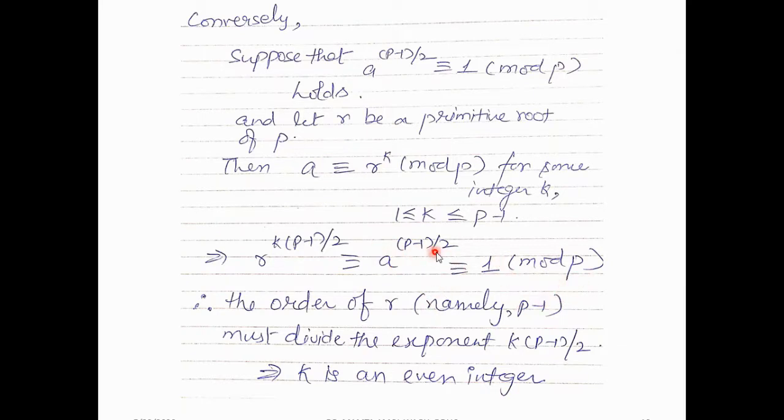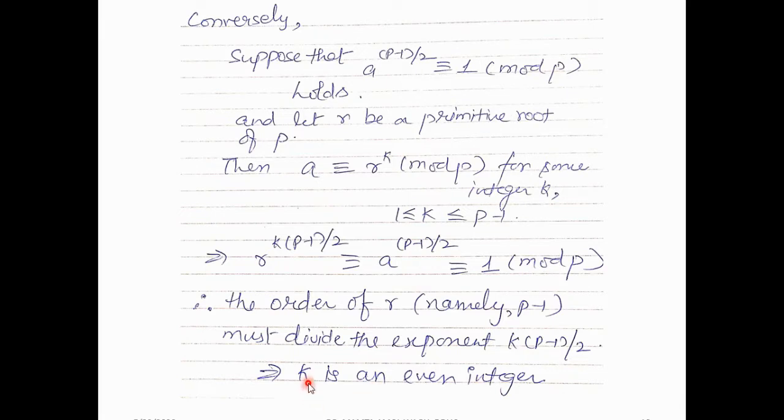a to the power (p minus 1)/2 is congruent to 1 modulo p because this is given to us. Therefore, we have r to the power k times (p minus 1)/2 is congruent to 1. Therefore, the order of r is p minus 1. Therefore, the order of r must divide the exponent k times (p minus 1)/2, because r to the power k times (p minus 1)/2 is congruent to 1 modulo p. Therefore, order of r must divide this exponent.